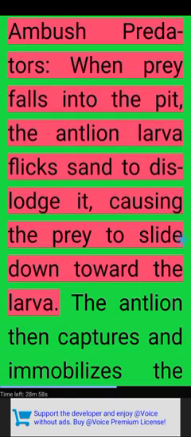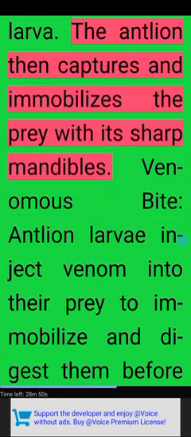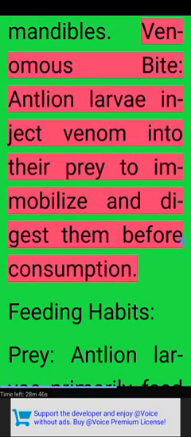Ambush predators. When prey falls into the pit, the antlion larva flicks sand to dislodge it, causing the prey to slide down toward the larva. The antlion then captures and immobilizes the prey with its sharp mandibles. Venomous bite. Antlion larvae inject venom into their prey to immobilize and digest them before consumption.